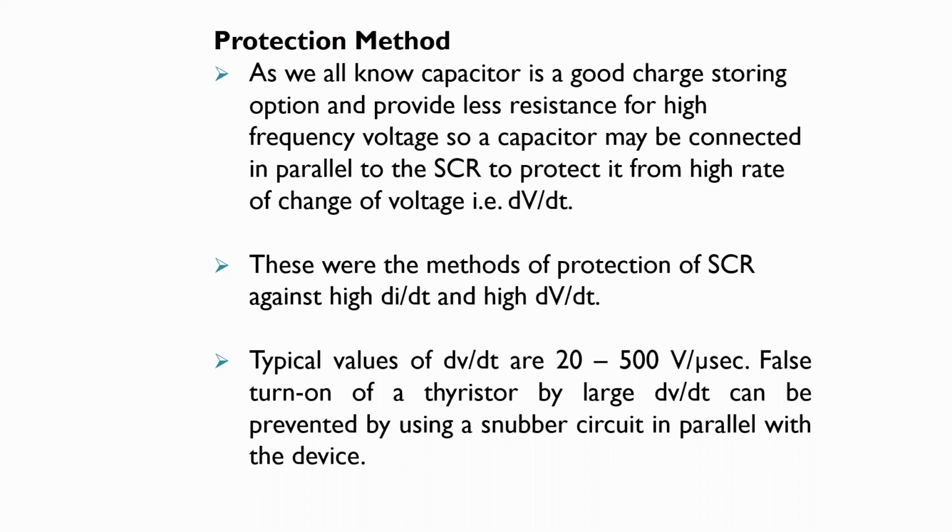So these were the methods of protection of SCR against di/dt. Typical values of dV/dt are 20 to 500 volts per microsecond. The false turn on of a thyristor by large dV/dt can be prevented by using a snubber circuit in parallel with the device. We can use a capacitor or a snubber circuit in order to protect the SCR from high dV/dt.